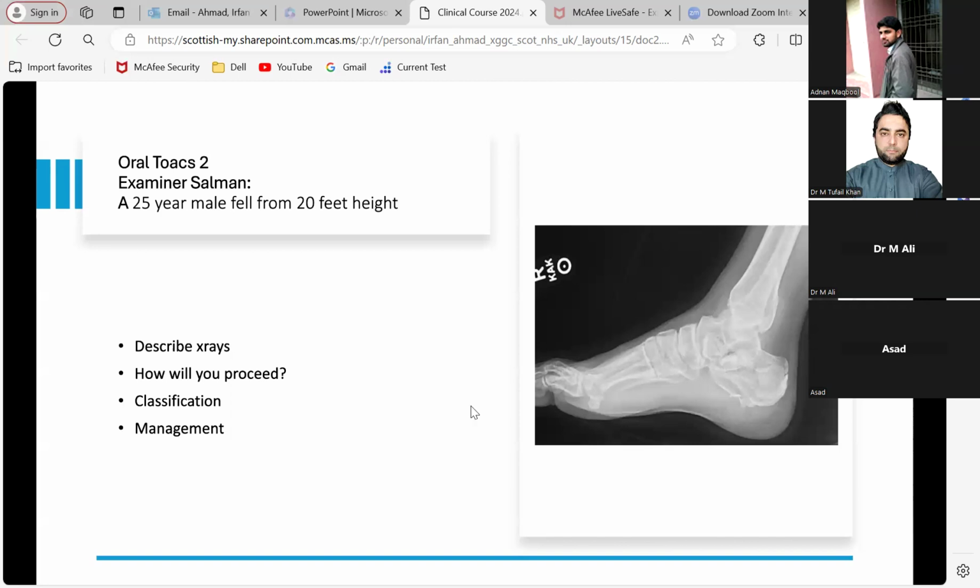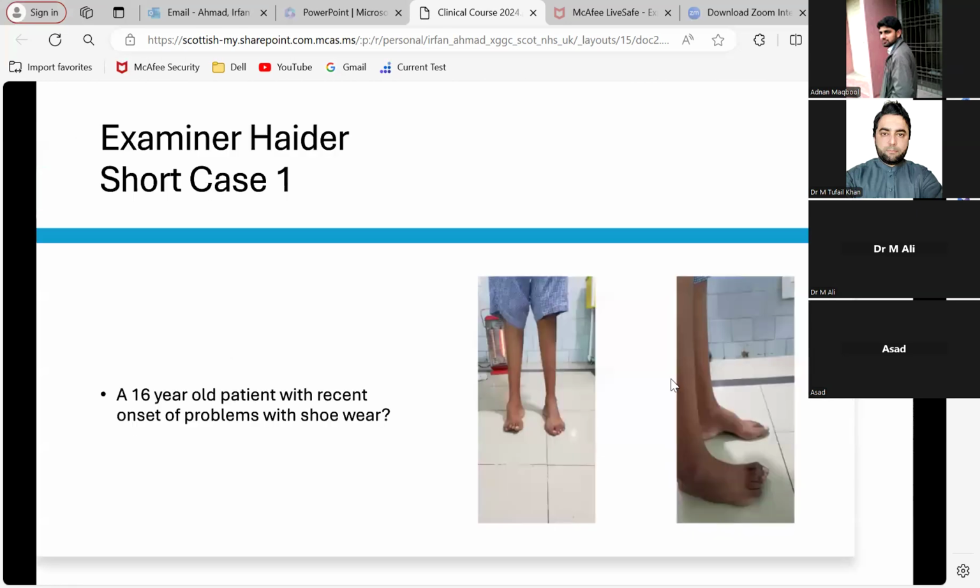Should we go to the short case, Kshitiz? Okay, sir. Kshitiz, you are taking FCPS or MS or DNB? FCPS, sir. All right. Kshitiz, this is a short case. You can see a 16-year-old patient. He is standing in front of you and has been having problems with shoe wear for the last 2 years.